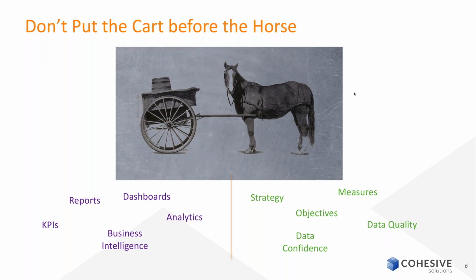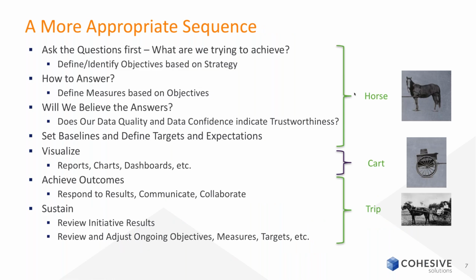The horse comes first. Here we are talking about the whys, the questions that need to be answered, which starts with our strategy, both high-level business strategy as well as process strategies. Why do we even have Maximo? An objective-driven approach to defining our measures, as well as understanding the core data quality and data confidence requirements of our data, is crucial to the success of implementing any of the BI tools or technologies. We think there is a more appropriate sequence to things.